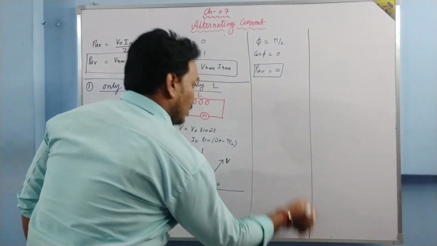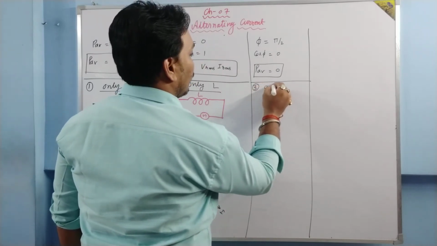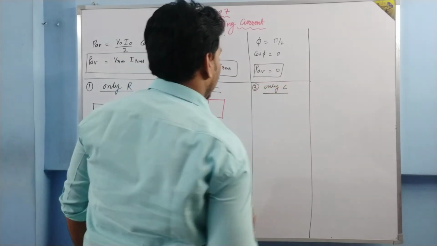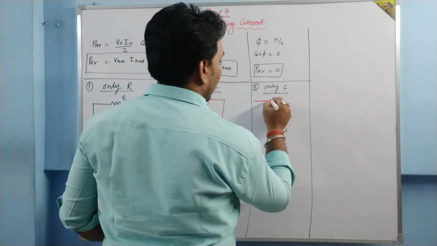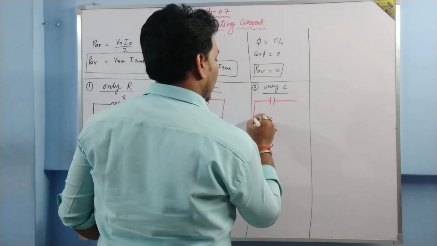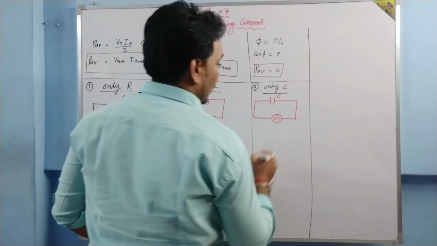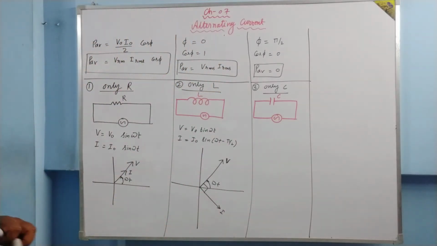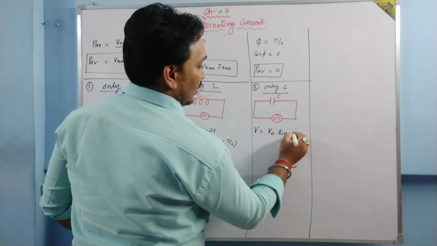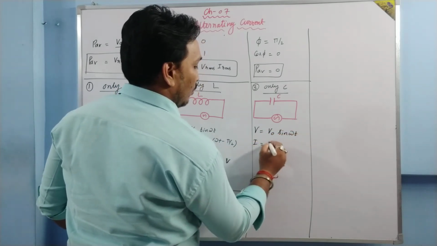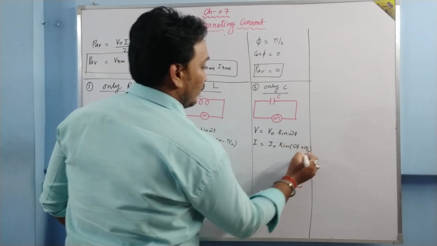Now the third circuit containing only C. C is capacitance. How the circuit looks like? The circuit is like this. AC source and your capacitance. Okay. So in this case, V is equal to what? V naught sin omega t, and I is equal to what? I naught sin omega t plus pi by 2.